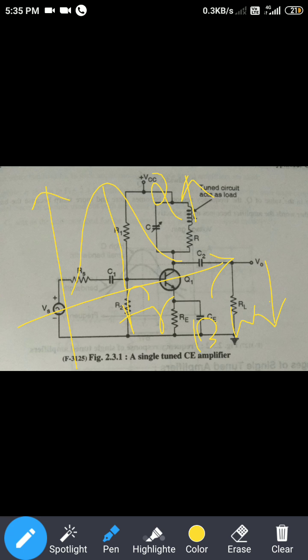In the next lecture, we will study the stagger tuned amplifier and the double tuned amplifier. Okay, thank you.